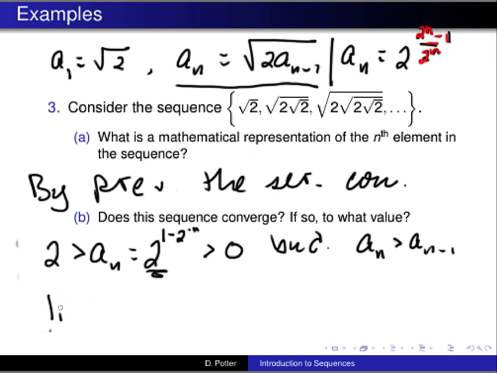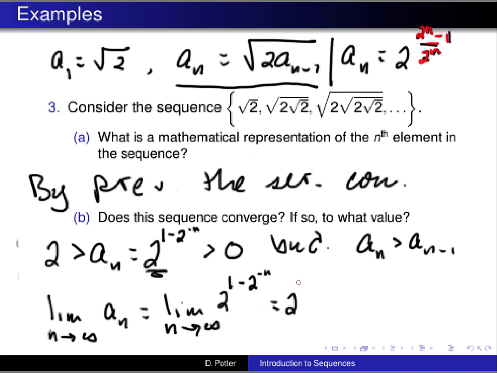The limit as n goes to infinity of a sub n is equal to the limit as n goes to infinity of 2 to the 1 minus 2 to the minus n. And as n goes to infinity, this is going to go to 0, right? Because this is to a negative power. So this is equal to 2 to the 1 minus 0, which of course is 2.